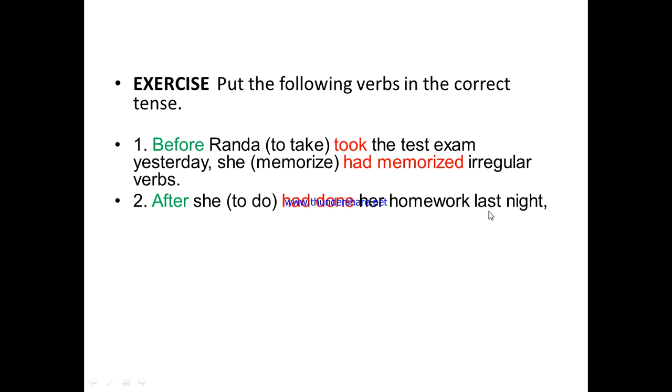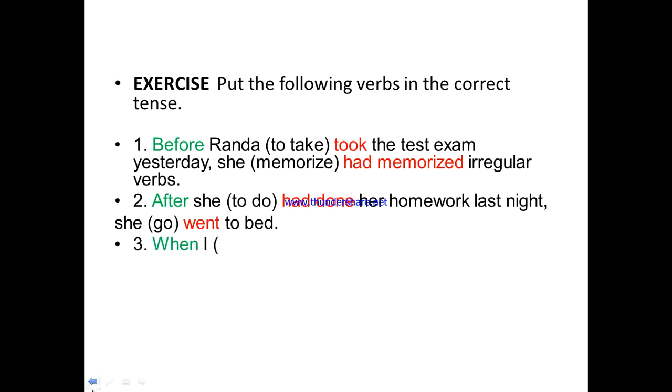After she had done her homework last night، so الحدثان وقعا في الزمن الماضي، في الليلة الماضية، لكن واحد سبق الآخر. الذي سبق هو هذا، she had done her homework last night. After، بعدما أنجزت واجبها المنزلي، ماذا فعلت بعد ذلك؟ She went to bed، ذهبت إلى السرير، ذهبت للنوم. Okay، so هنا go in the past simple نقول went في الماضي البسيط.